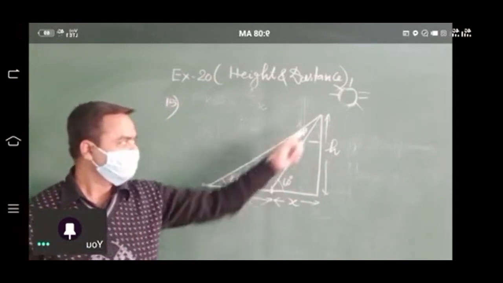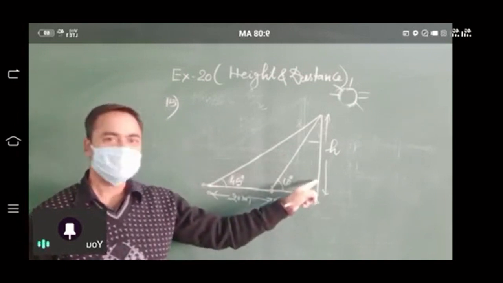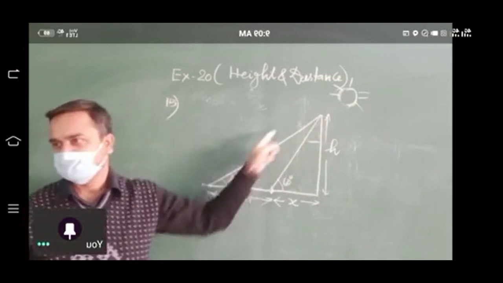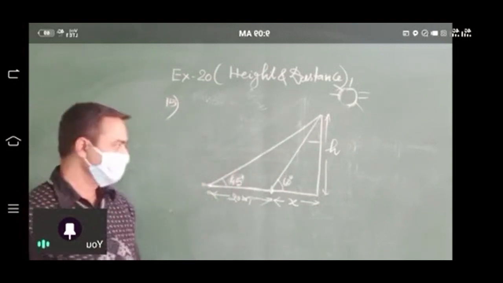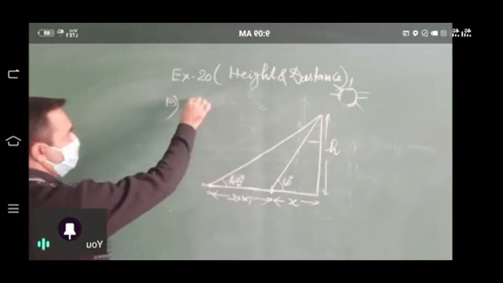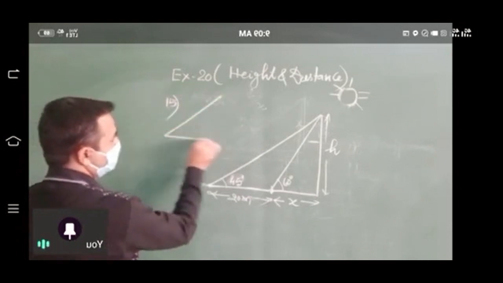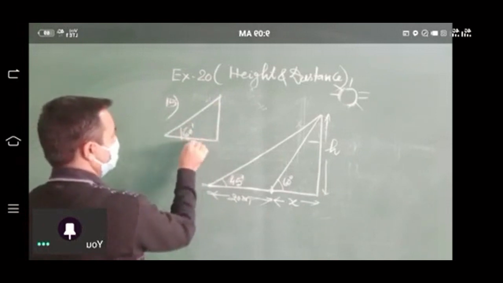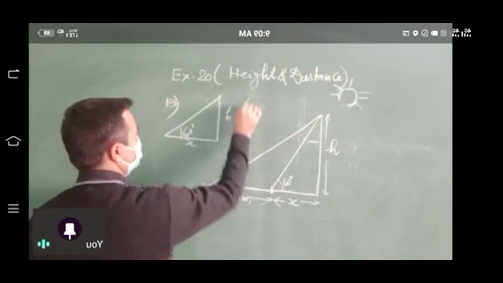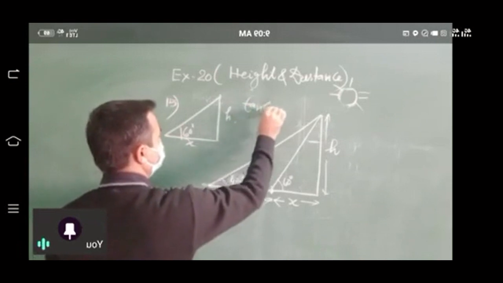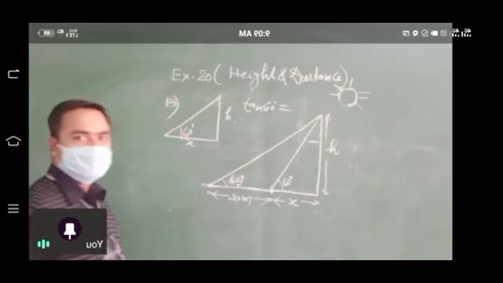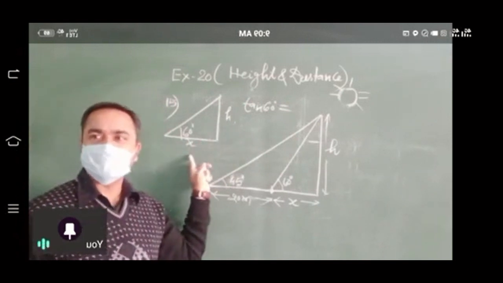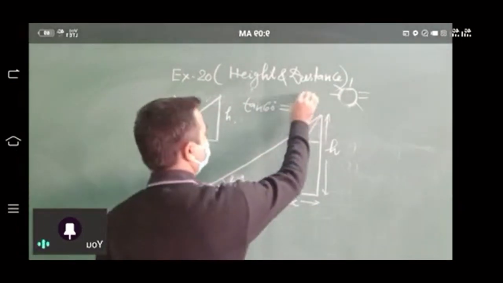Look, one right angle triangle and one another right angle triangle. So we will take both the right angle triangles one by one. If you are taking the 60 degree angle right angle triangle, then follow tan 60 equal perpendicular upon base. So this is equal to h upon x.